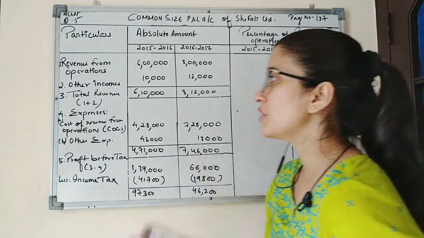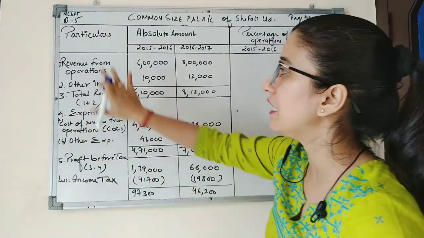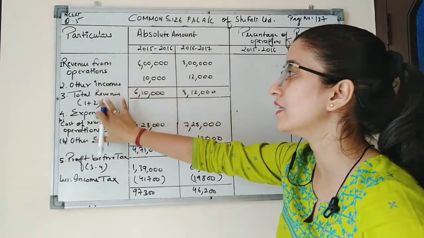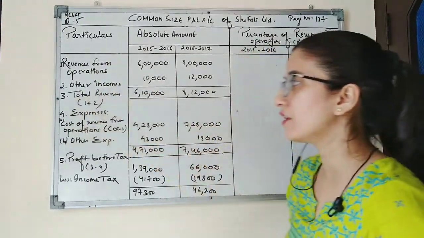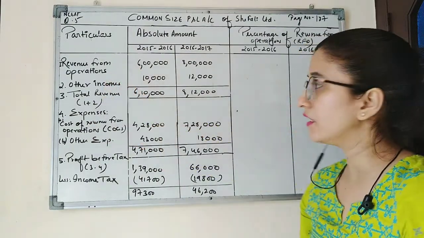So to revenue from operations we will add other incomes, and we will get total revenue. The first heading is revenue from operations, the second is other incomes. We will add both. The third heading will be total revenue. And total revenue is calculated by adding the first and second headings.